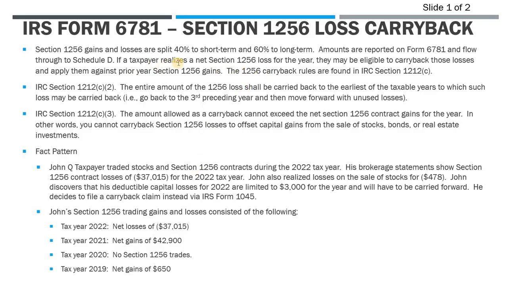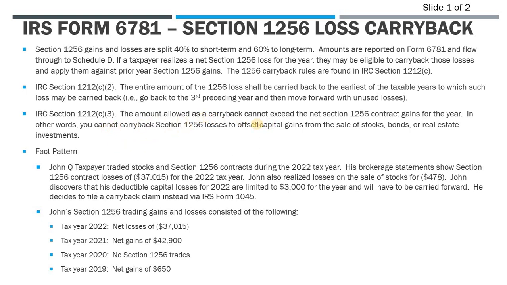All right. So if a taxpayer does realize a 1256 loss for the year, they might be able to carry back those losses and apply them against prior year 1256 gains. Okay. So if we look at Section 1212(c)(2), the entire amount of the loss is carried back to the earliest of the taxable years to which such loss may be carried back, right? So we go back 3 years and then we move forward with any remaining losses and try to absorb as much as possible. And then to the extent not all of it is used, we just leave it in the current period where the loss was incurred, and then it goes to Schedule D, and then obviously if there's any carryover, they just go forward, right? Not backward at that point.